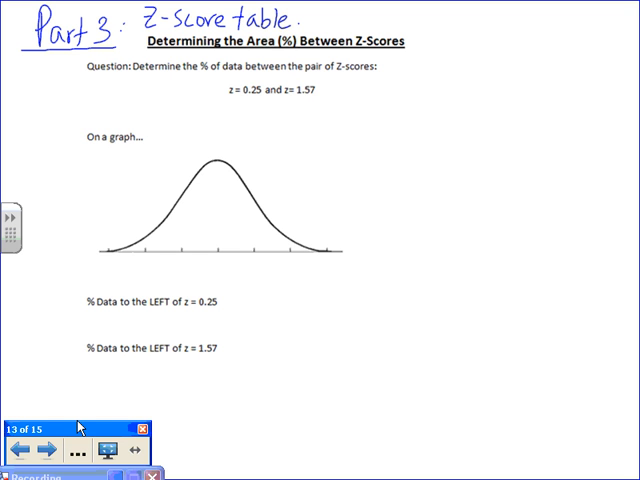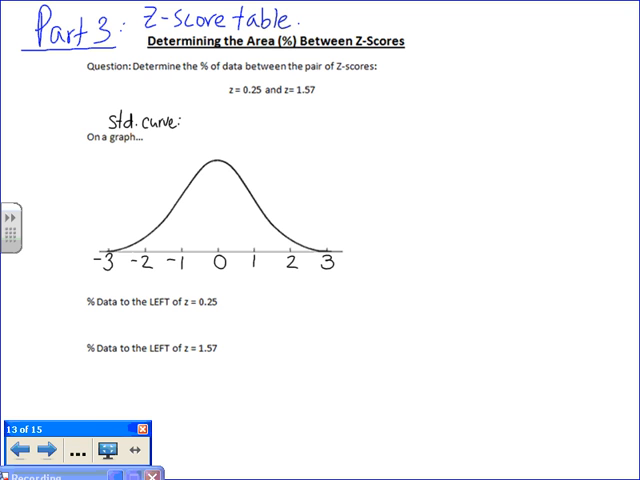We have z is equal to 0.25 and another z-score, z is equal to 1.57. I could think about where those might live on a standard normal distribution curve, where the center of my curve is given a value of 0 because it's 0 standard deviations away from the mean. As I go to the right, I go up by 1 standard deviation, and as I go to the left, I'm going down by 1 standard deviation each time.